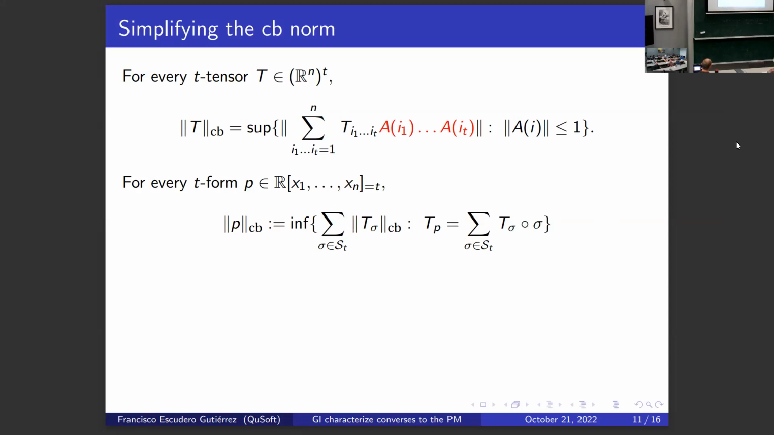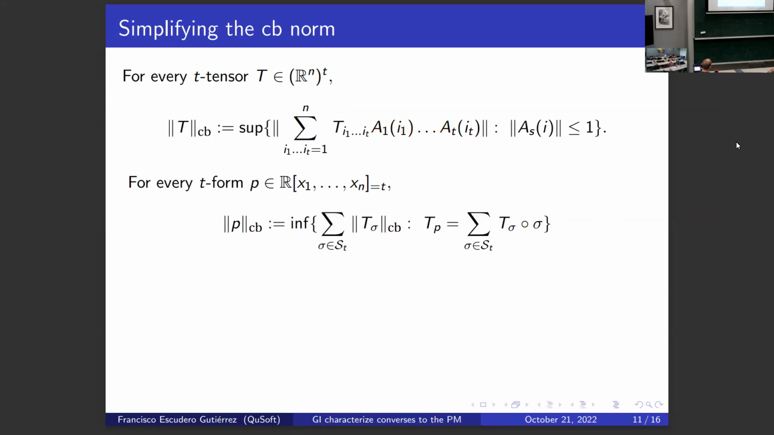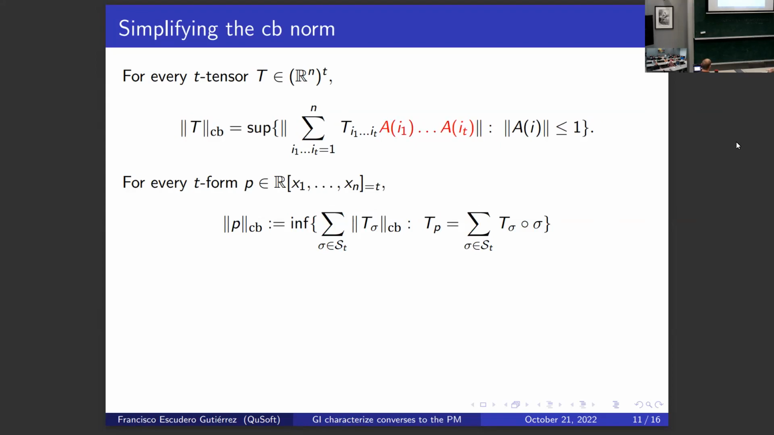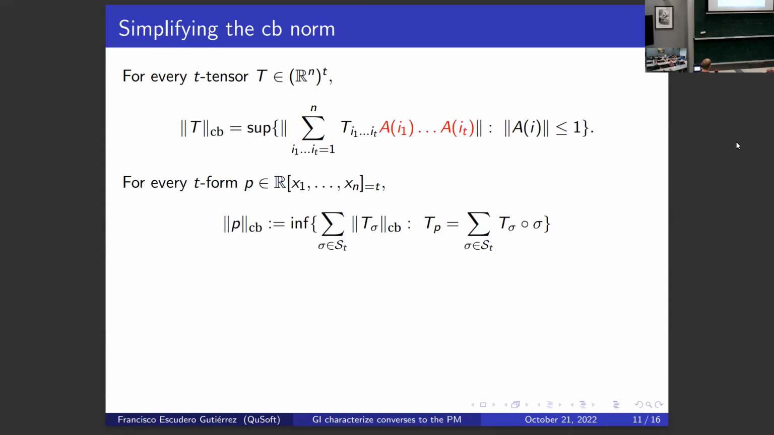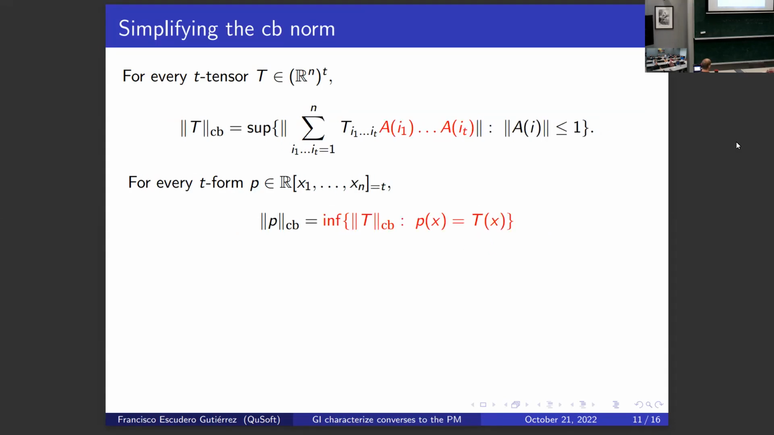This expression is the definition of the completely bounded norm of T form, right? The bottom one. Oh, T form, yes. Sorry, yes. That is the definition. And then the red thing that comes next is nice.